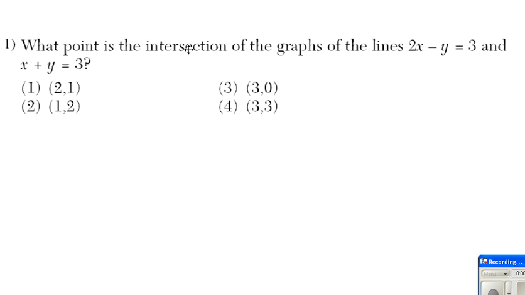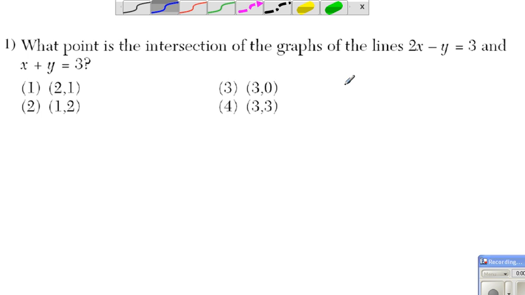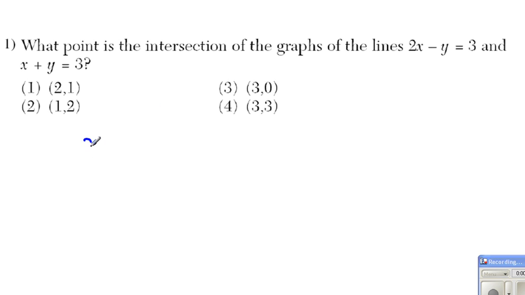Now we are looking for the intersection of these two lines. Here we are looking for intersections. Basically, what we can do is try to solve for the values of x and y. So we have 2x minus y equals 3, and x plus y equals 3.